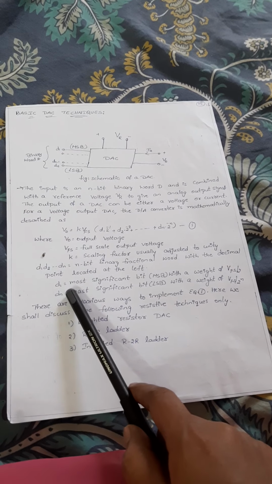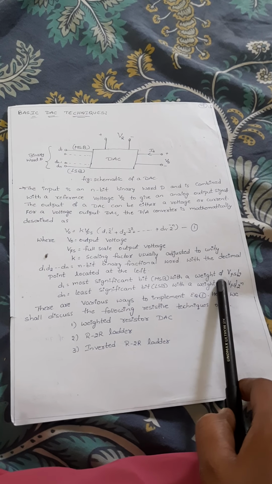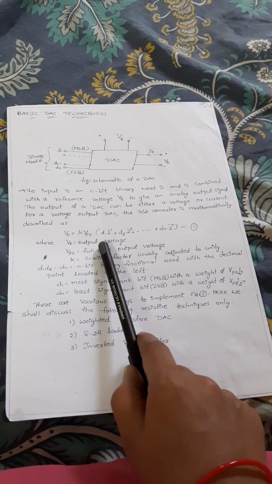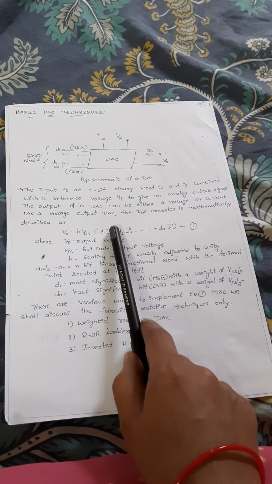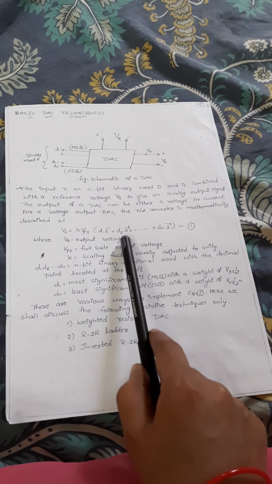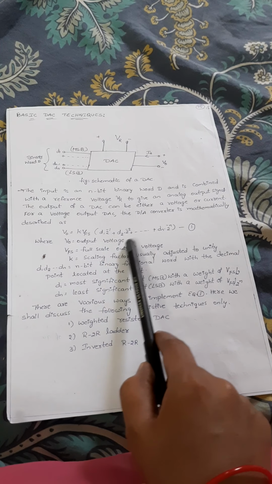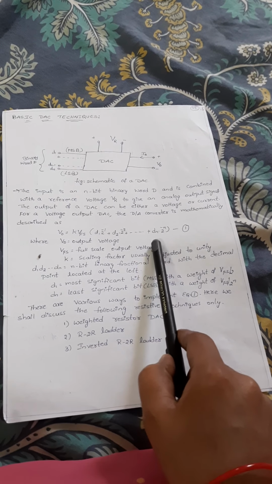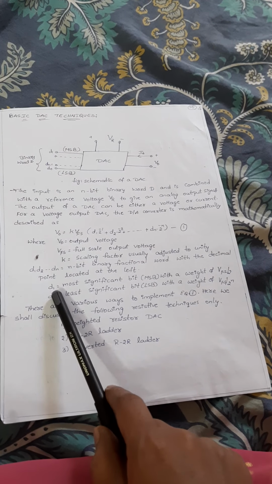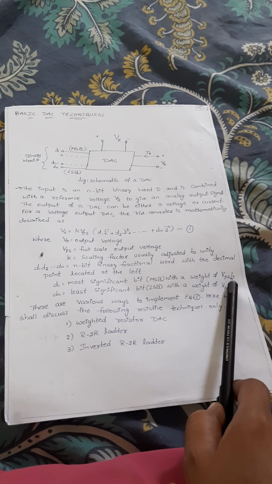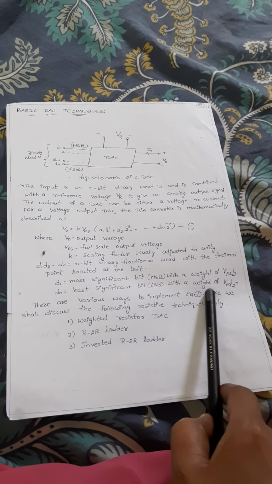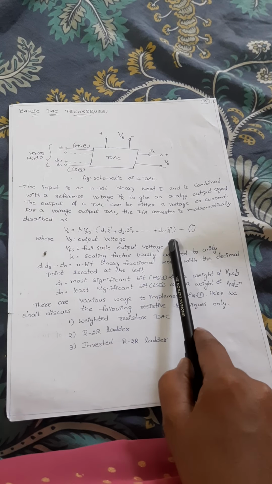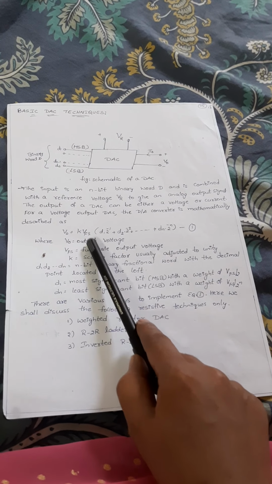And D1 is the most significant bit with a weight of VFS by 2. How VFS by 2? D1 into 2 power minus 1 is written as D1 by 2, and D2 into 2 power minus 2 is written as D2 by 2 power 2, and so on, Dn divided by 2 power n. So that's why D1, the most significant bit, has a weight of VFS by 2, and Dn, the least significant bit, has a weight of VFS by 2 power n.